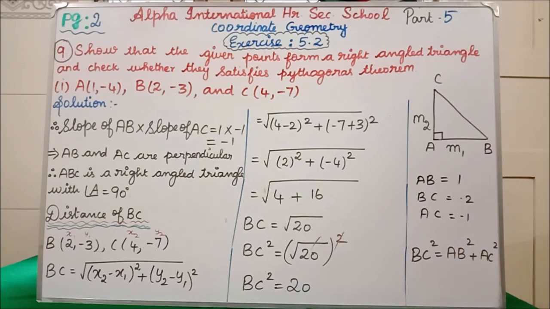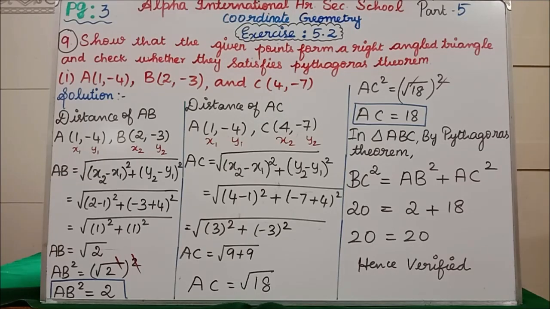Clear? Next, we want to find the distance of AB square and distance of AC square. After adding the two values, if you are getting the same 20, it means it satisfies the Pythagoras theorem, we are going to write. Clear? Next, we will see that in page number 3. This is page number 3 with the 9th problem. See, with this page number 3, the 9th problem we are going to finish.